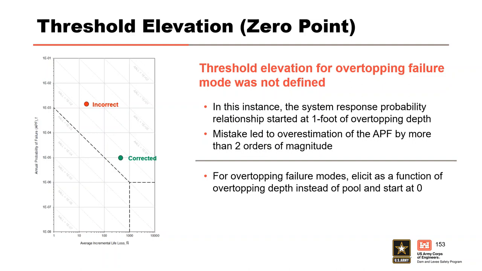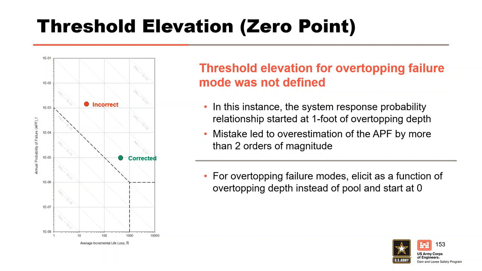Next, I am going to go through a few examples of common issues and mistakes that can impact the risk estimate and where it plots. In this first example, the zero threshold elevation for an overtopping failure mode was not defined. This mistake led to an overestimation of the APF by more than two orders of magnitude.